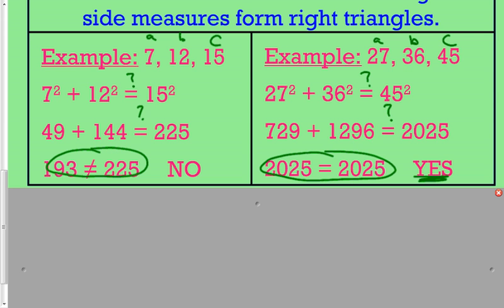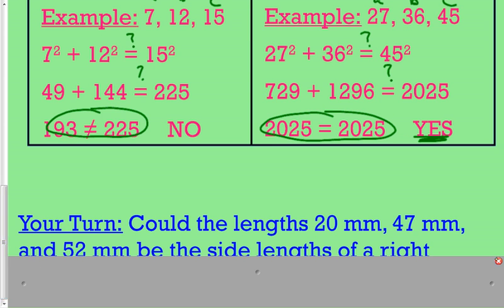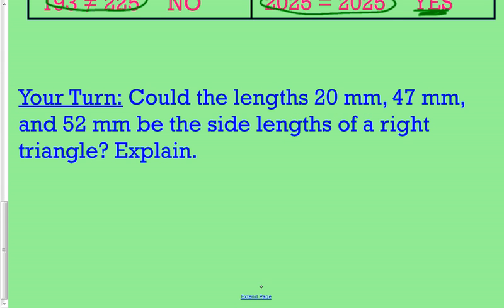Okay, so that's how you can use the Pythagorean theorem just to determine if a triangle is a right triangle or not. So I'm going to let you do one example with that. Again, still just using our Pythagorean theorem. But here's the example. And if you want to draw it out, you can. Could the lengths 20 millimeters, 47 millimeters, and 52 millimeters be the side lengths of a right triangle? And be able to explain, back up your answer. So I'm going to have you pause it. Why don't you try plugging in for the Pythagorean theorem. Make sure you plug in the correct spots for A, B, and C, and see if it's a right triangle or not.